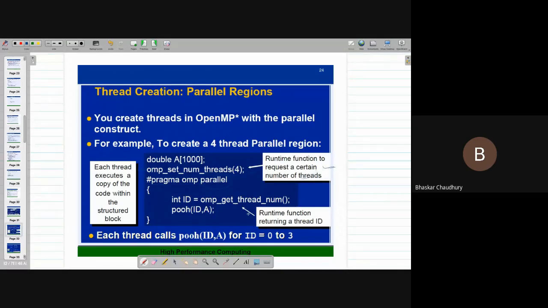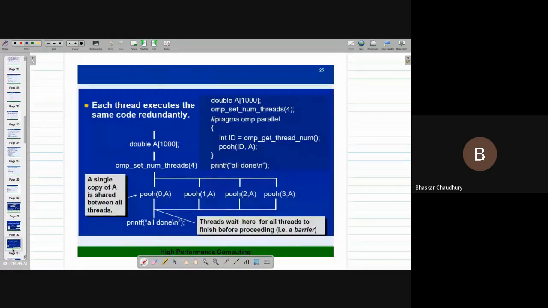Now here a runtime function is returning a thread ID. We have already discussed omp_get_thread_num. Each thread executes a copy of the code within the structured block. This is important: each thread is executing a copy of the same code within the structured block. Okay. We are just dealing with a very simple example to really understand what's going on. So now this is what is going on here.